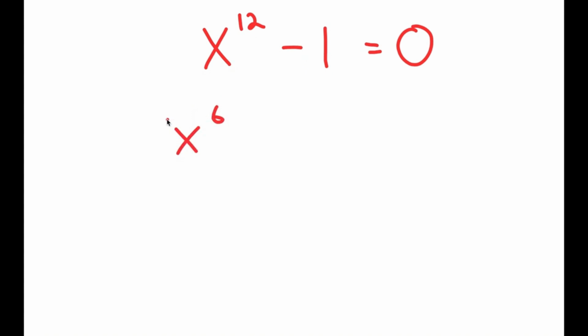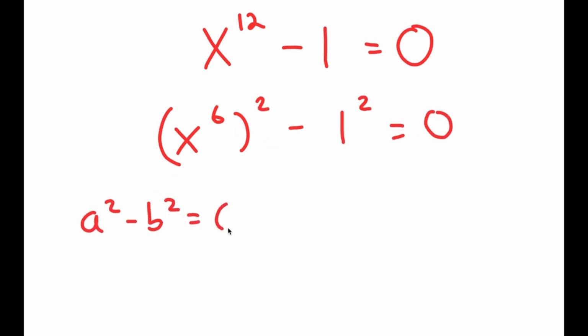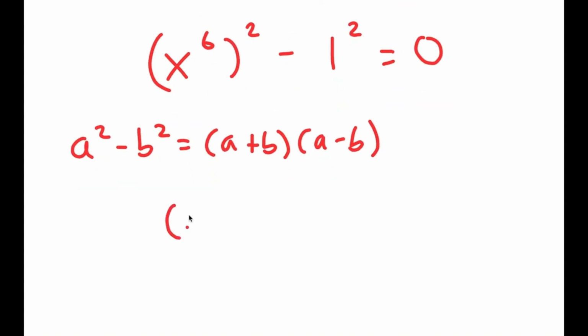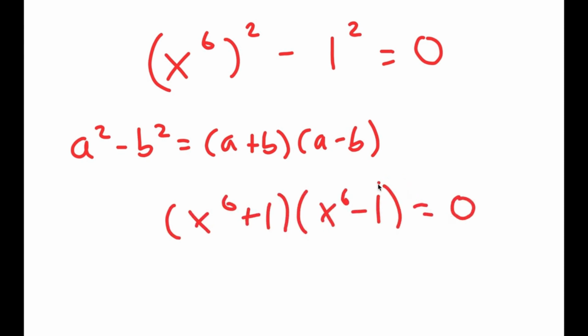Alright, so in this video, I'm going to solve the equation x to the power of 12 minus 1 is equal to 0. So to solve this, I'm going to first rewrite this as x to the power of 6 to the power of 2 minus 1 squared is equal to 0. And the reason I'm doing this is so I can use the property a squared minus b squared is equal to a plus b times a minus b. So this turns into x to the power of 6 plus 1 times x to the power of 6 minus 1 is equal to 0.